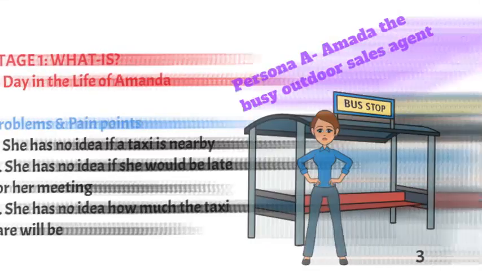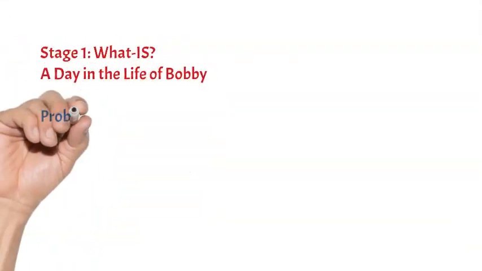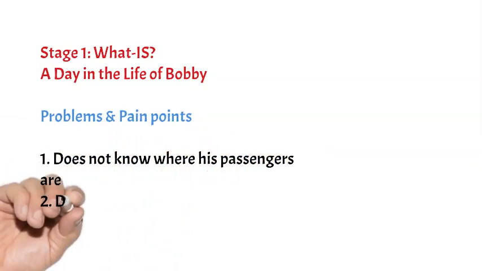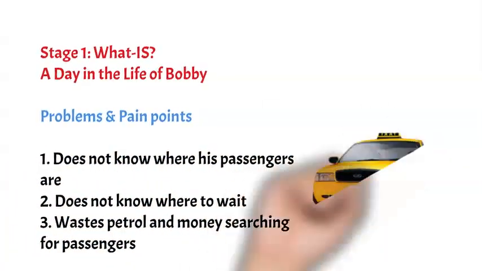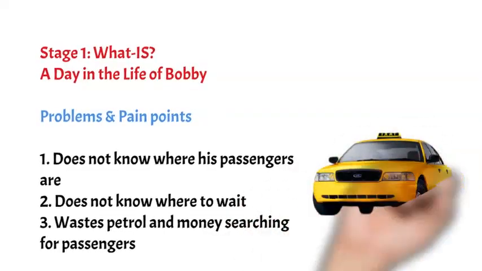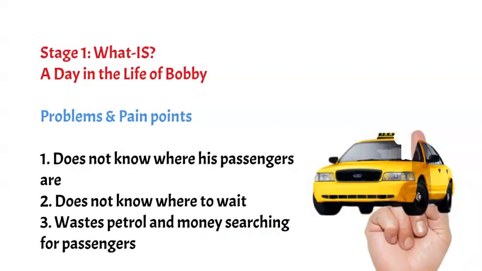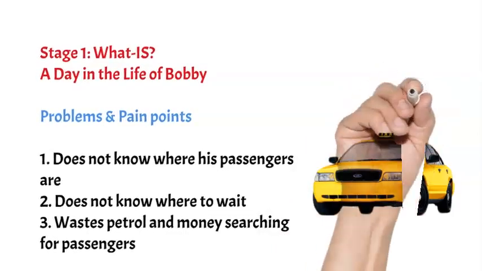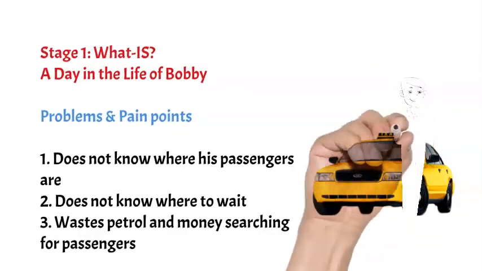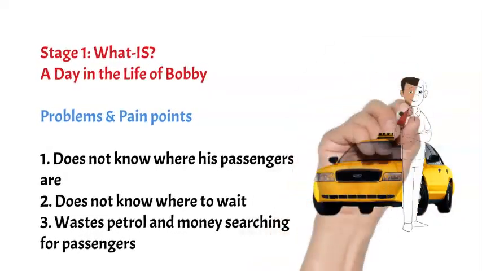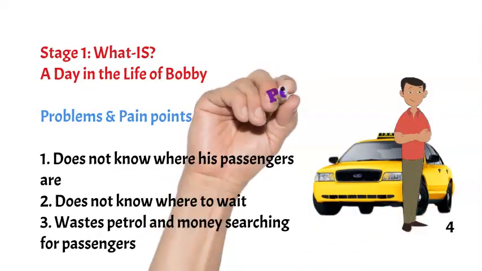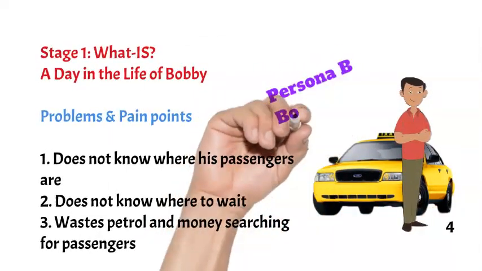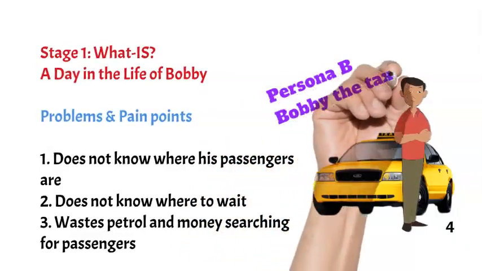Let us take another stakeholder, persona Bobby, the taxi driver. Bobby's pain points are that: number 1, he does not know where his potential passengers are. Number 2, he does not know if he should drive around Toa Payoh or Ang Mo Kio, or should he simply join the taxi queue in the airports. And number 3, he is wasting a lot of his precious fuel, money, and time by driving around and around unproductively in an empty taxi.